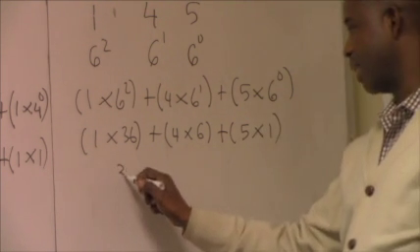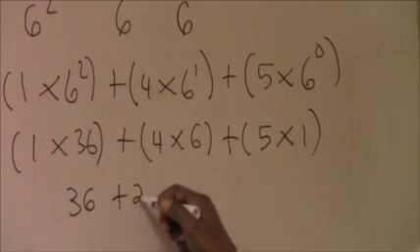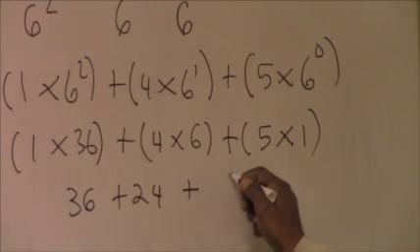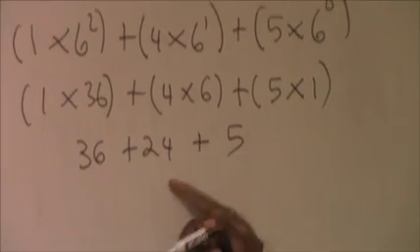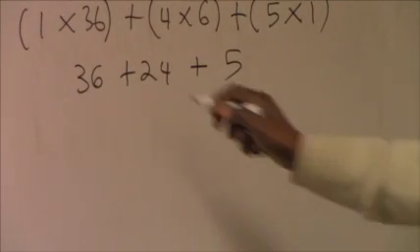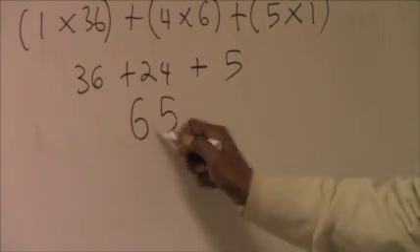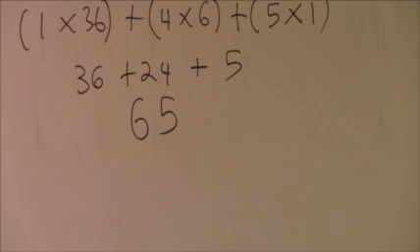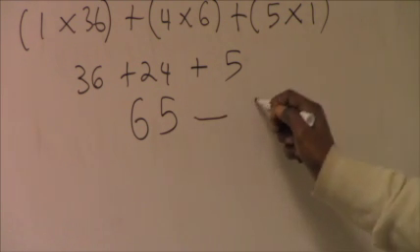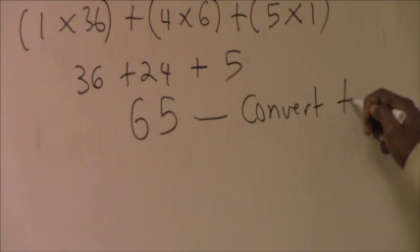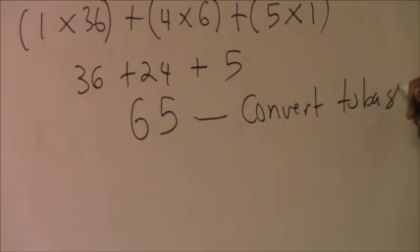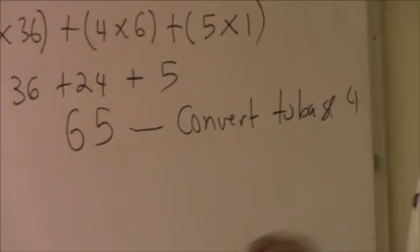6 squared is 36, so it's 1 times 36, plus 4 times 6, plus 5 times 1, because 6 to the 0 power is 1. So I will have 36 plus 24 plus 5. And that's going to give me 60 plus 5, which is 65. So this is now 65 base 10. And our goal is to convert this now to base 4. So how do we convert to base 4?